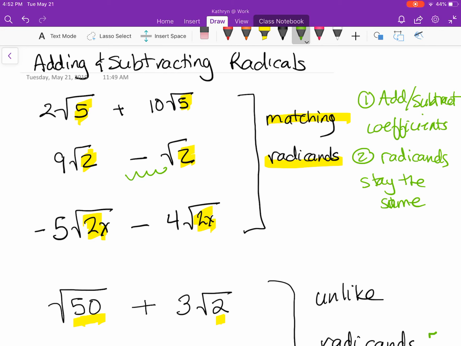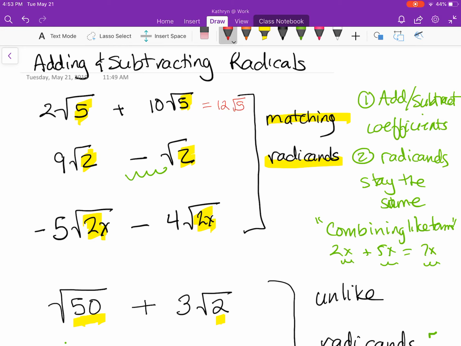It's kind of like you're combining like terms. What I mean by this is if you were adding, say, 2x and 5x, combining like terms, 2x plus 5x, you would make the answer 7x, right? The x's would stay the same, and you would just be combining the 2 and the 5. So let's just quickly do these. 2 radical 5 plus 10 radical 5 is going to be 12 radical 5.